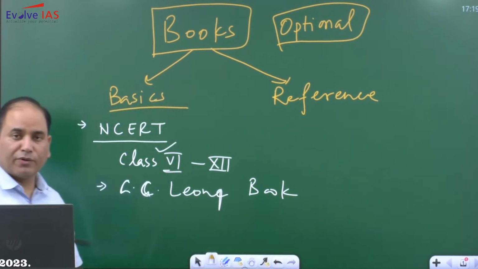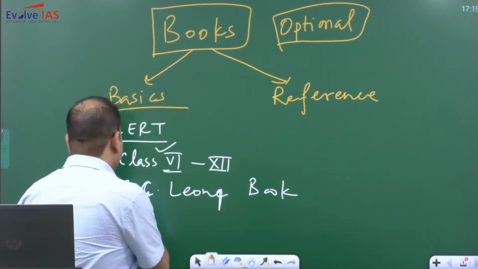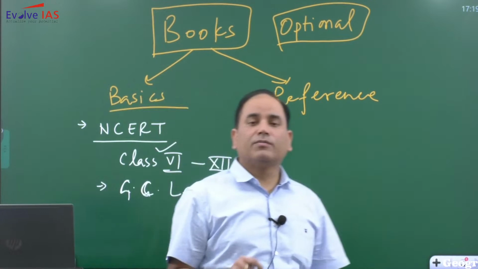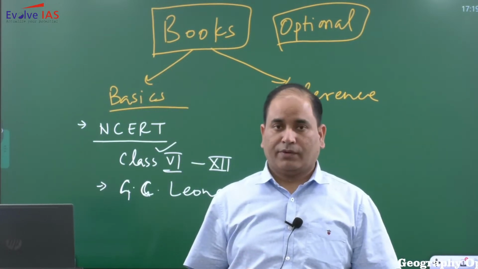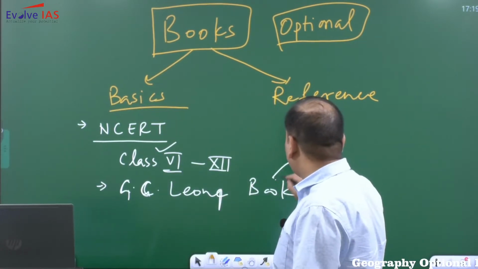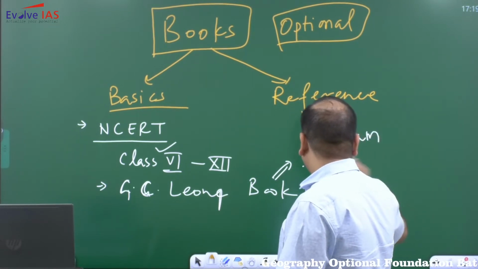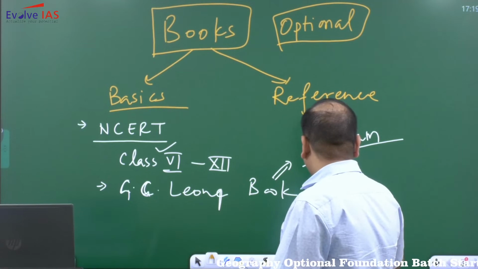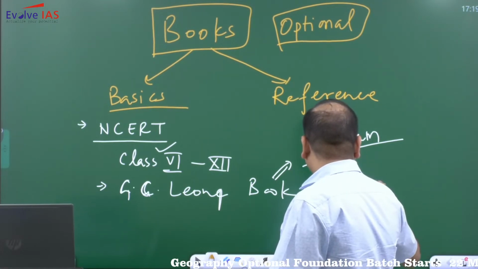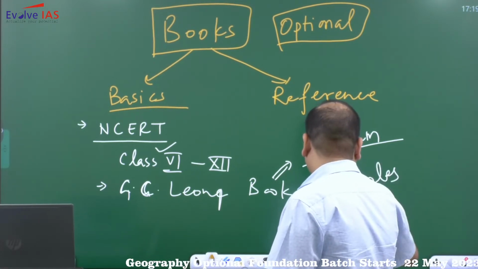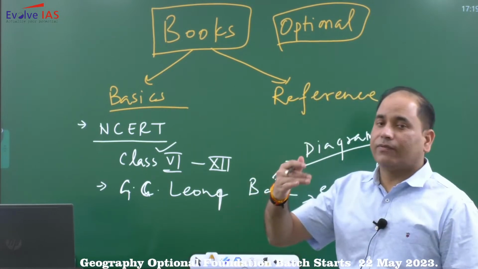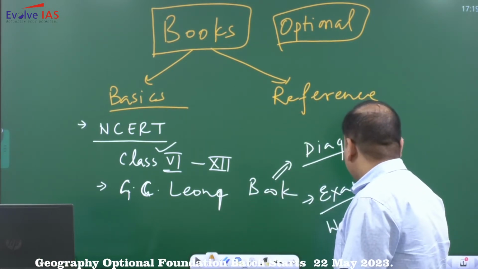Certificate Physical and Human Geography by G.C. Leong. This G.C. Leong's book is very good. It is very useful for diagrams. It is very beautiful for the diagrams. It is very good for the examples. Examples for world geography.